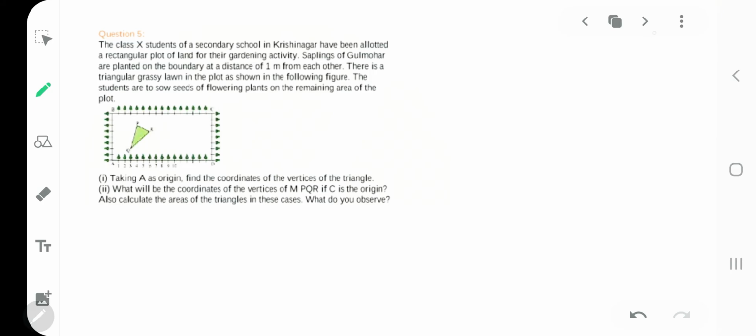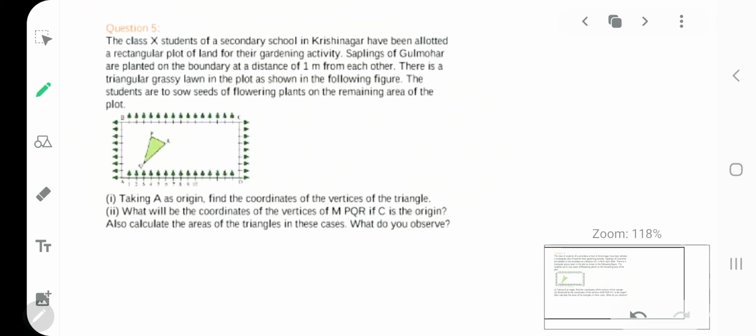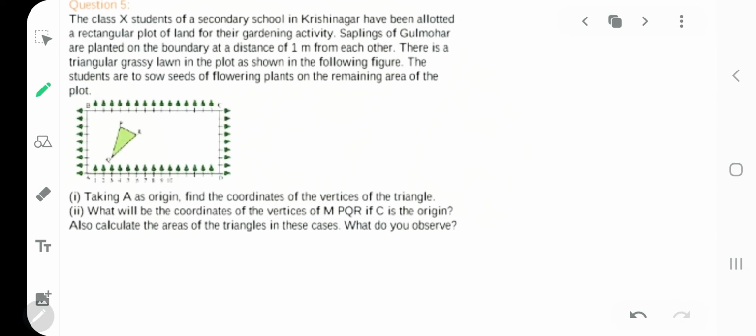Next is, I'll zoom a bit so that you can see. The class 10 students of a secondary school in Krishnanagar have been allotted a rectangular plot of land for their gardening activity. Saplings of gulmohar are planted on the boundary at a distance of 1 meter from each other. There is a triangular grassy lawn in the plot as shown in the figure. The students are to sow seeds of flowering plants on the remaining area of plot.